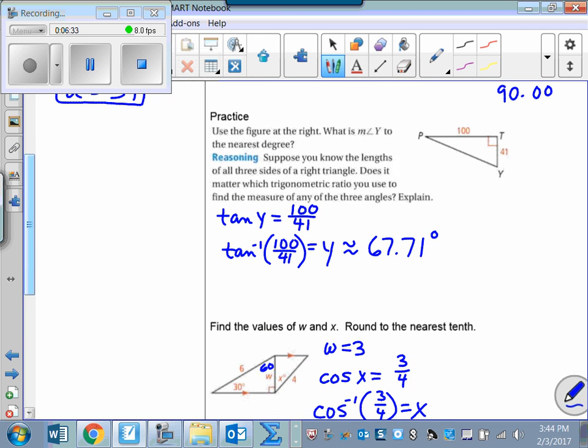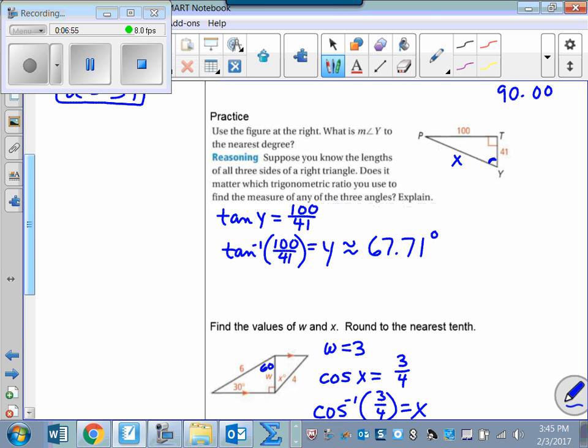And then we have this problem, which says use the figure at the right to determine what the measure of angle Y is. So really my only choice here, well, I do have another choice. I could use the Pythagorean theorem to find out what the length of the hypotenuse is, but I don't want to because that's more work than I need to do. So I'm just going to use my trig ratio.